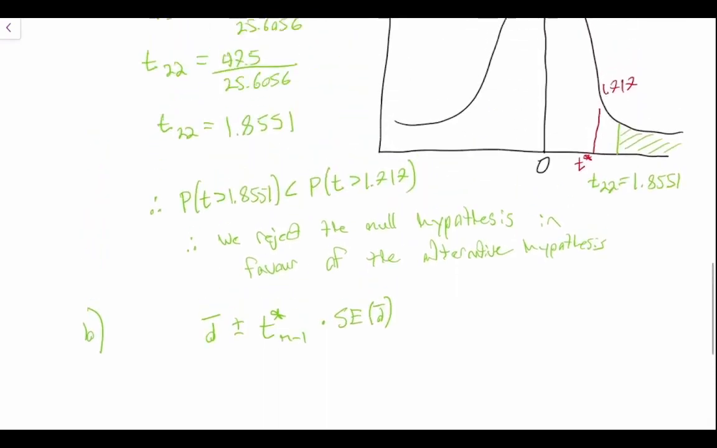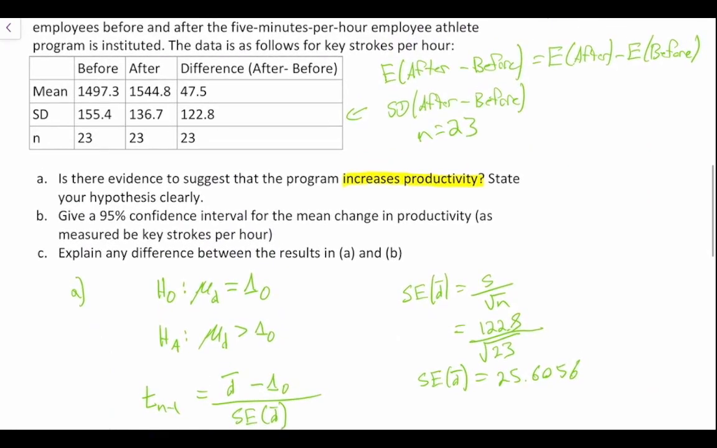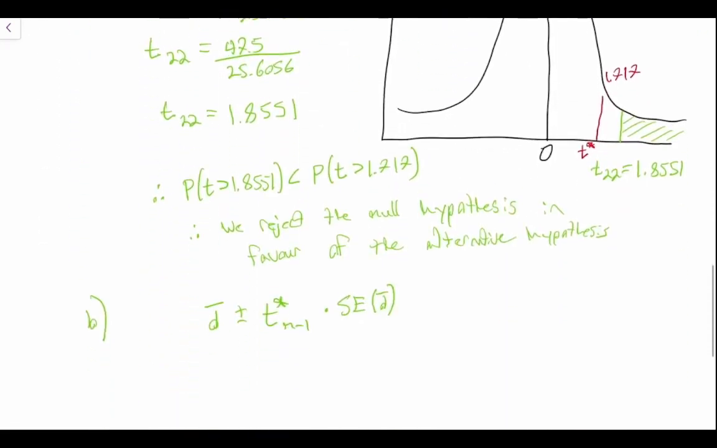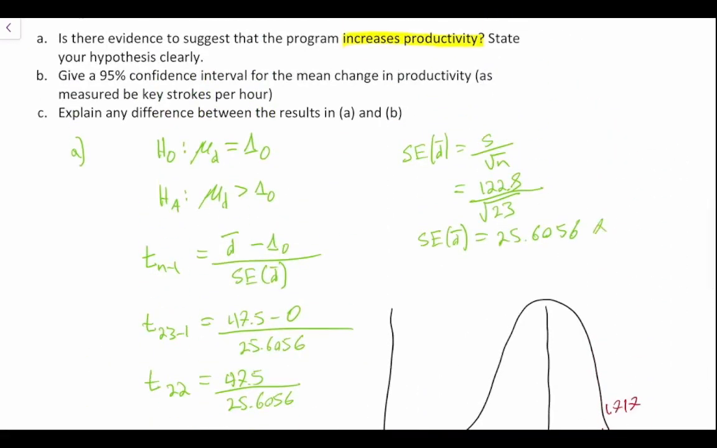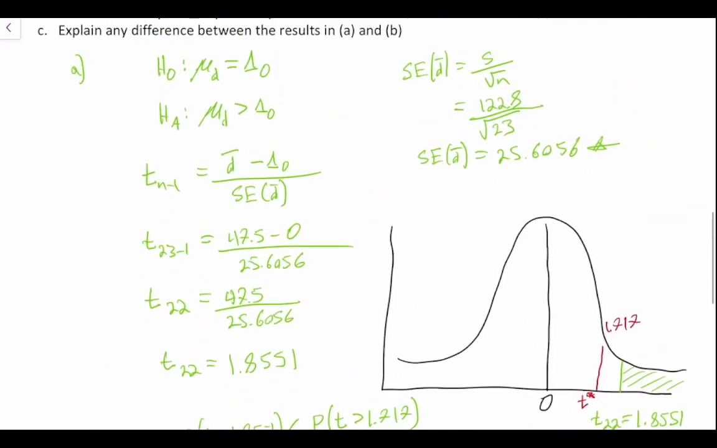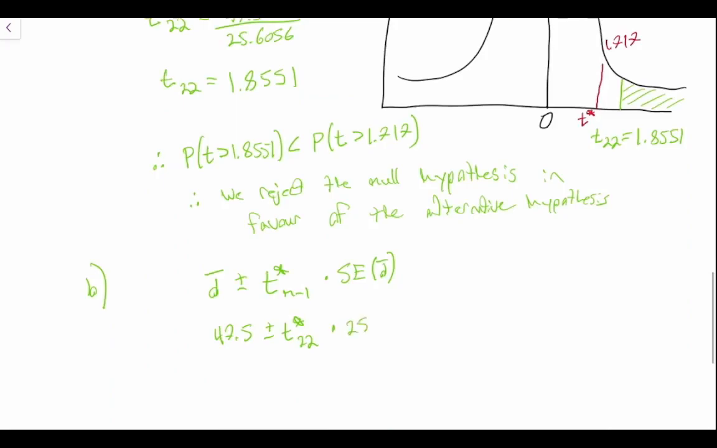Well, we know what d bar is. That's going to be 47.5. 47.5 plus or minus t star at 22 degrees of freedom times our standard error that we've already calculated. We calculated that right here to be 25.6056. And now we have to ask ourselves, well, what is our t critical?